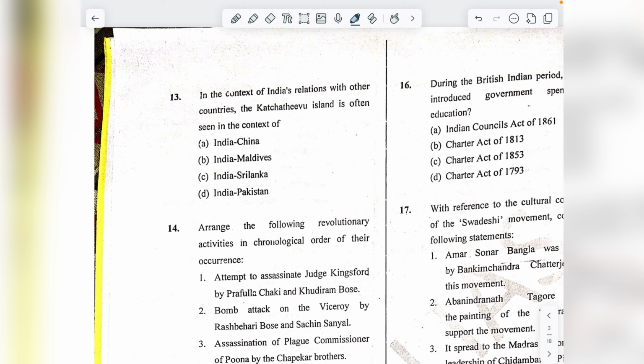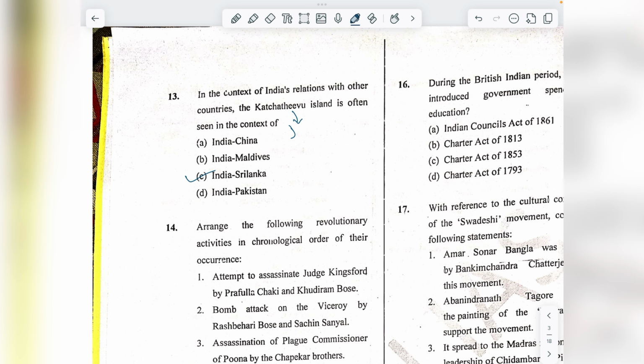Consider the following. Number 13. In the context of India's relation with other countries, the Kachchatheevu Island is often seen in the context of India-Sri Lanka. Kachchatheevu Island is near Rameswaram and Mannar Island.